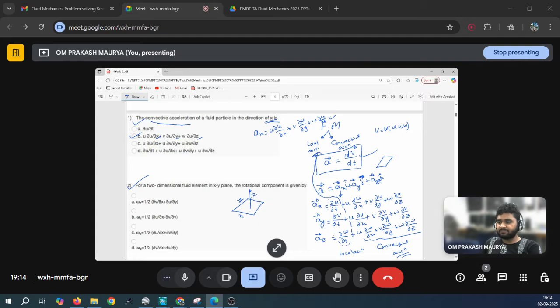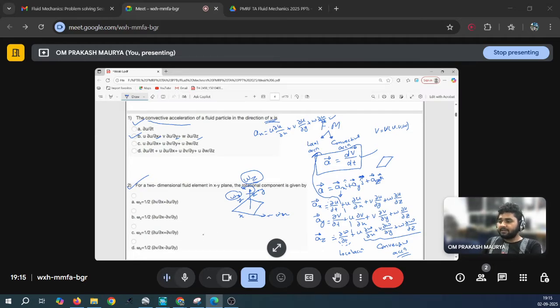This is your z, this is your x, this is your y, and this is z. Here you need to calculate the rotational component, and this will be your wz. The notation for the rotational component is wx and wy. So in the xy plane, for the rotational component you will go with only this wz, because rotation is only possible in the z direction in the xy plane.